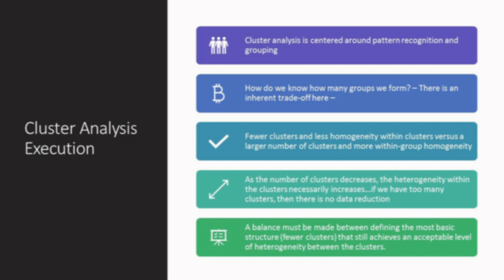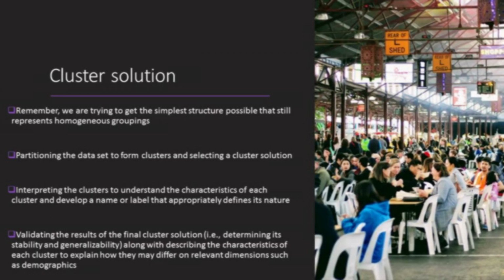As the number of clusters decreases, the heterogeneity within the clusters necessarily increases. If we have too many clusters, there really is no data reduction then, right? Because then we have 10, 15, 20 clusters with maybe 5, 10 people in each. We've made things too granular, a little bit too complicated. So ultimately, there must be a balance made between defining the most basic structure, fewer clusters, that still achieves an acceptable level of heterogeneity between the clusters. Let's keep going.